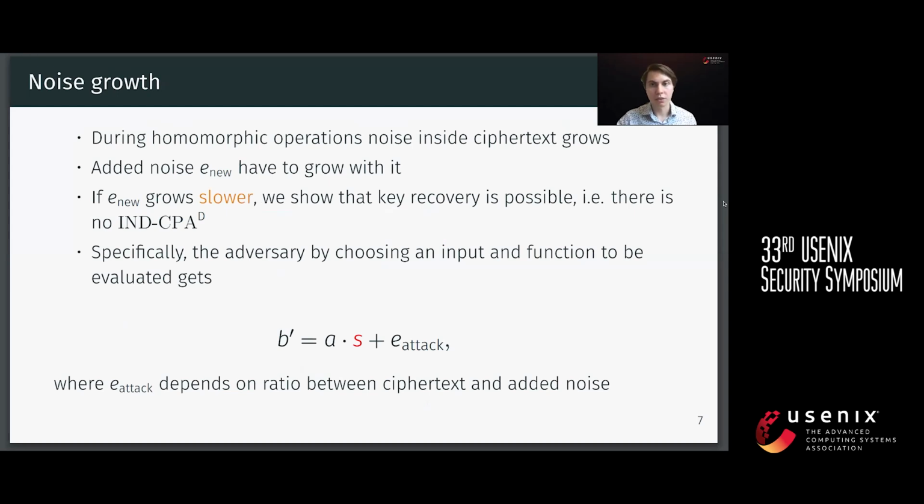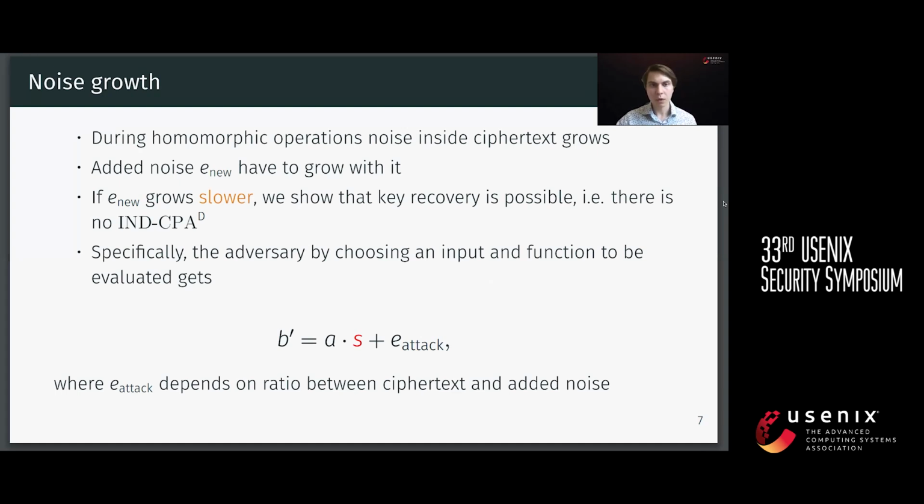But there is an interesting thing: during homomorphic operations, there is noise that grows inside the ciphertext. And the added noise in U has to grow with it. Otherwise, if this noise grows slower, then we show that we can do key recovery. And if we can do key recovery, then IND-CPA does not hold.